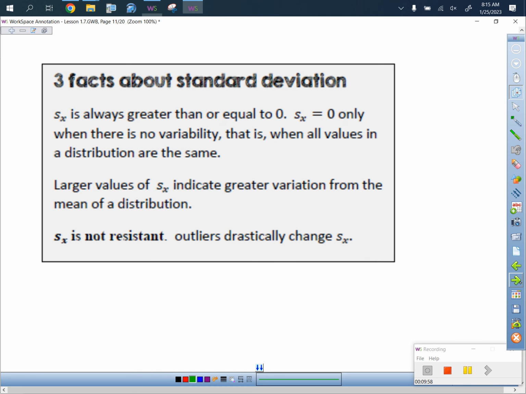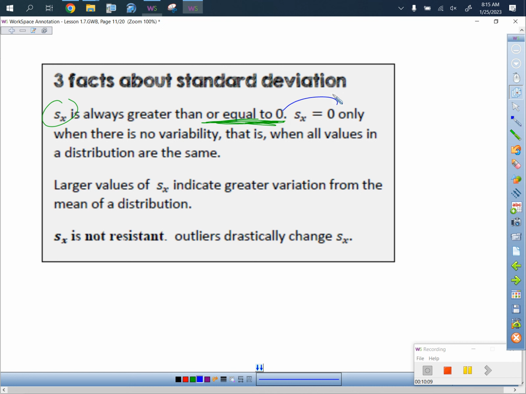Here's 3 facts. Homework questions might ask you about this. Standard deviation is always got to be bigger than or equal to 0. If you had a standard deviation of 0, there's only one time that could happen, and that's if there's no variability whatsoever. So imagine everyone in this room was 17 years old, right? I know we're not, but still.